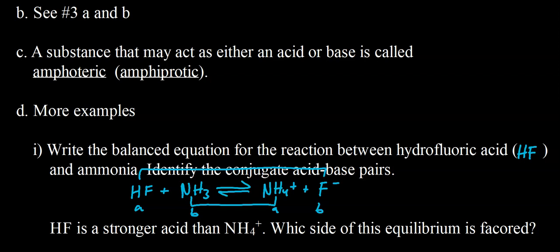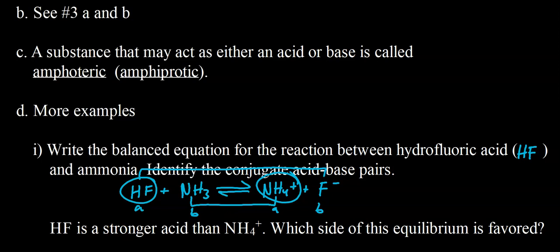This next question, notice what it says here. We have two bases. F minus is a base and NH3 is a base. And we also have two acids. So both HF and NH4 plus are acids. So what it says here is HF is a stronger acid than NH4 plus. Now what does that mean? We're not talking about the degree at which it ionizes. We're talking about the extent that that substance can donate a proton. So really what this is saying is HF is better at donating a proton than NH4 plus.